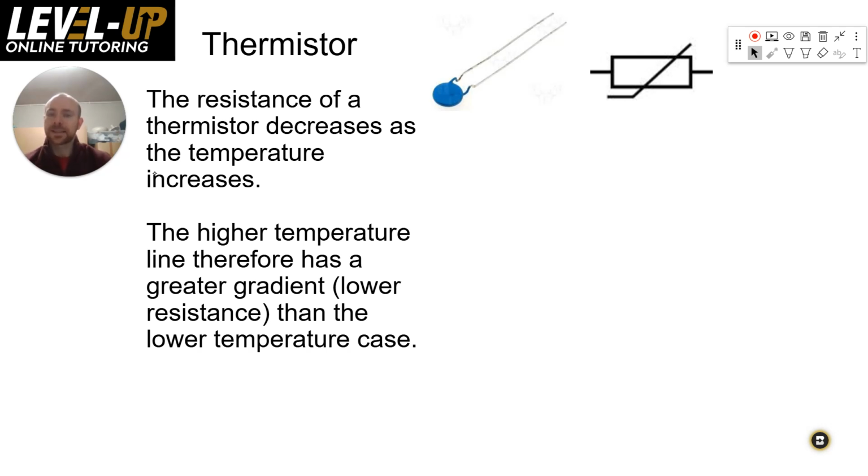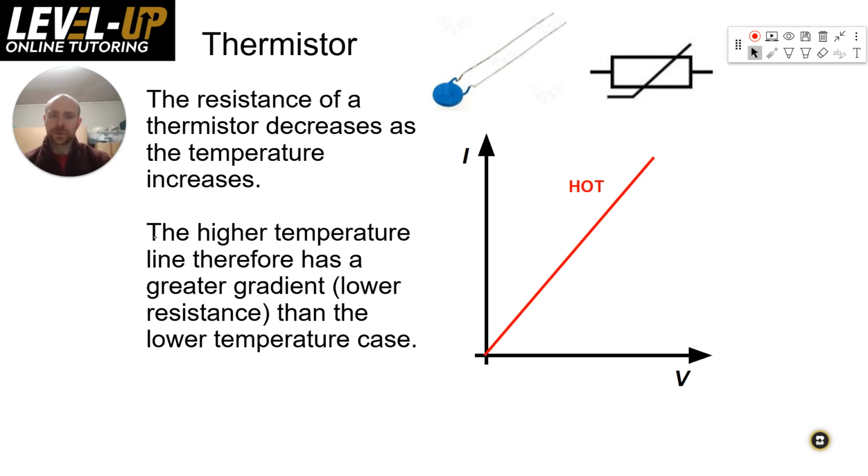For thermistors, you need to be aware that as the temperature increases, the resistance decreases, the opposite of what you might say for a wire or for a lamp. As the temperature increases, the resistance decreases. And so you would get something like that. If it's hot, you're going to get quite a low resistance with a high gradient. And if it's cold, you're going to get a lower gradient, meaning that it is a greater resistance.